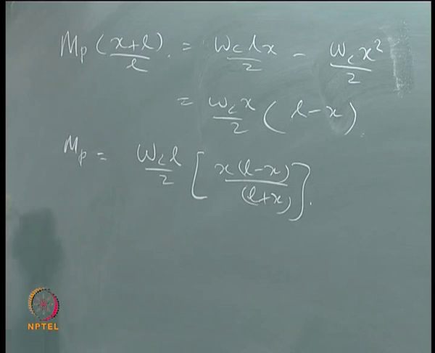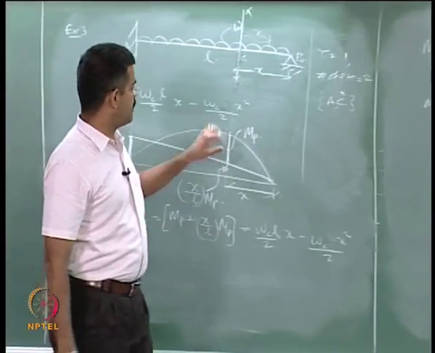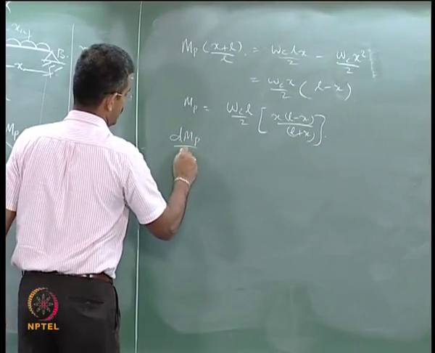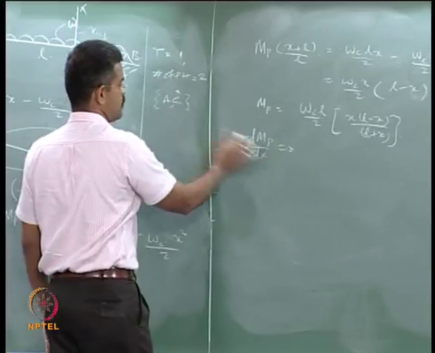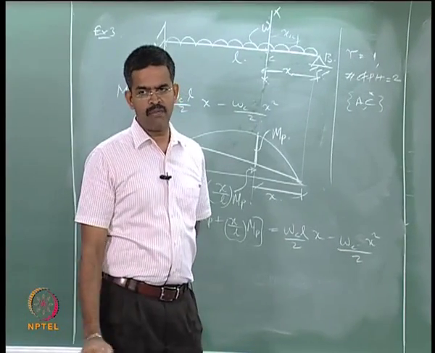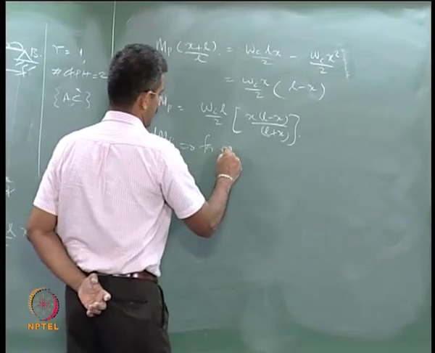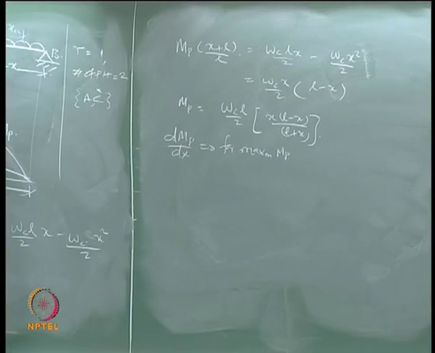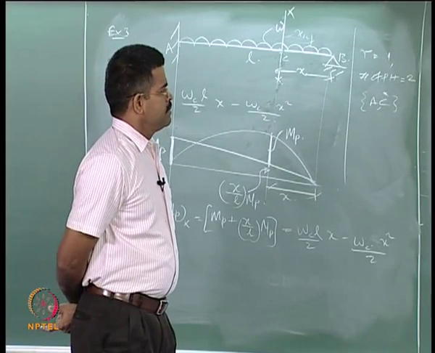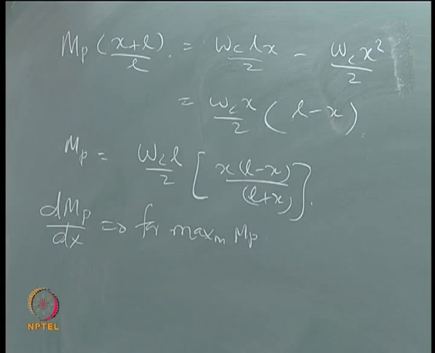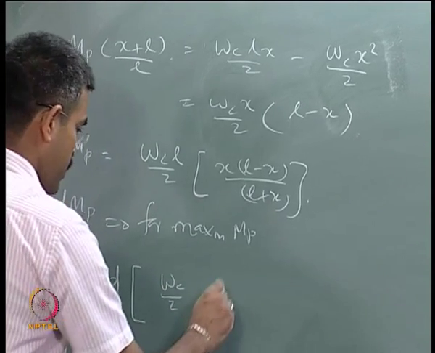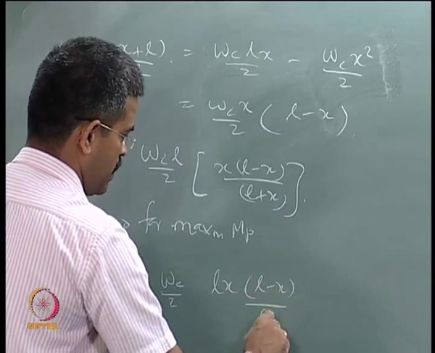Now I want this MP to be maximum, is it not? MP will be maximum because plastic hinge is forming here. So I should say the differential of this with respect to the variable should be set to 0, to make it maximum for maximum MP. Differentiate this expression, see what happens. So, it is basically d by dx of WC by 2L into x into (L minus x) by (L plus x).